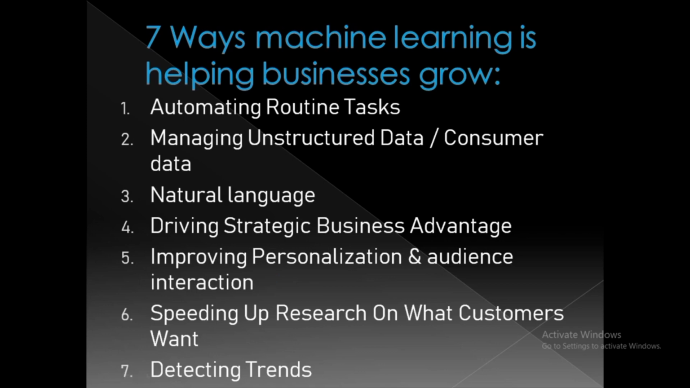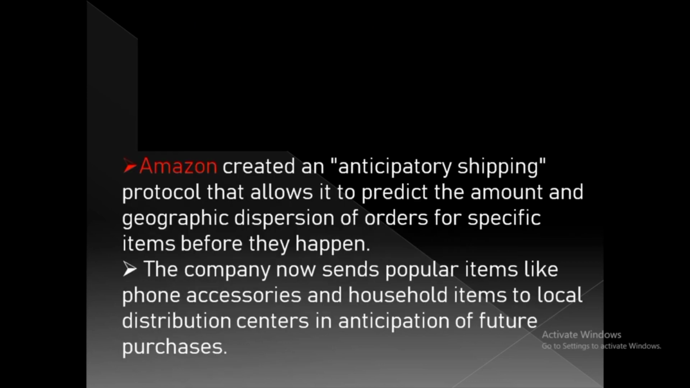They are engaging their customers and interacting with their audience with the help of ML-related algorithms. Speeding up the research on what customers want means analyzing the need of the customer and accordingly providing the strategies. And next, the last one is detecting trends. All of these things are done by different organizations or businesses to grow their business with the help of machine learning. So we will see one or two simple examples of how they are done.